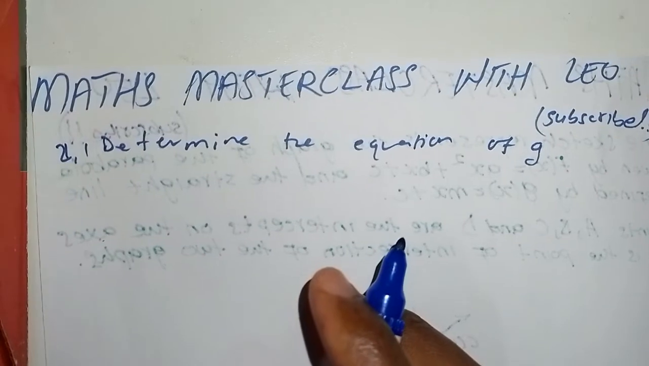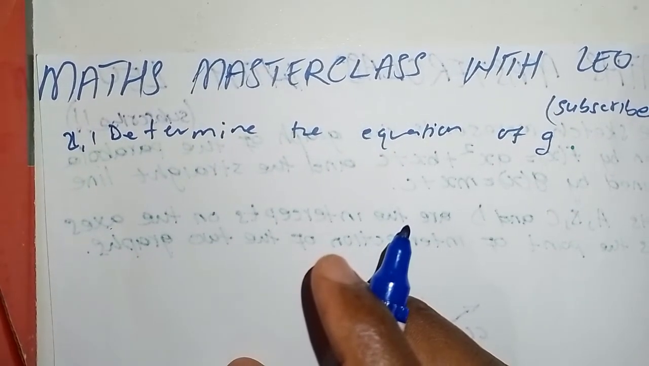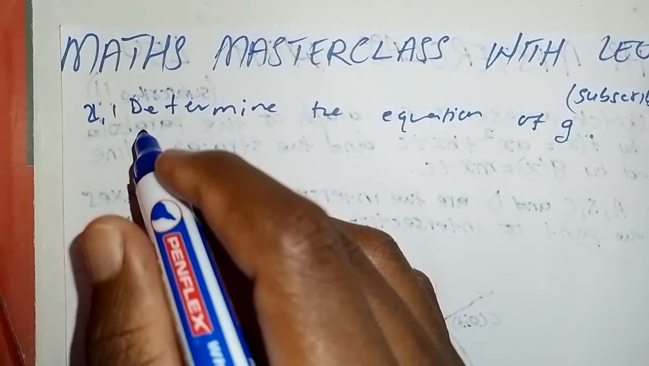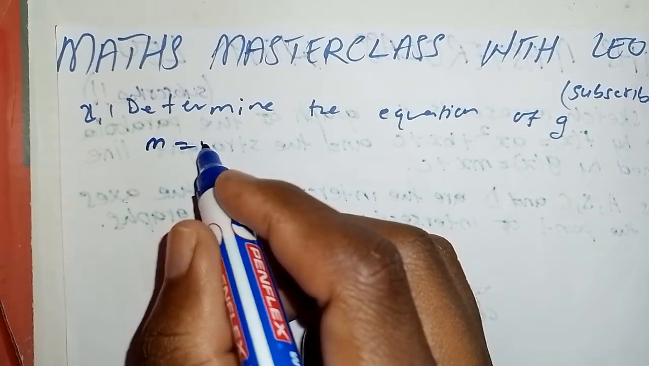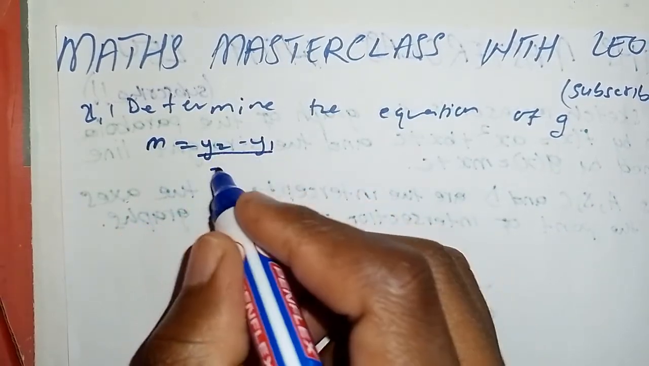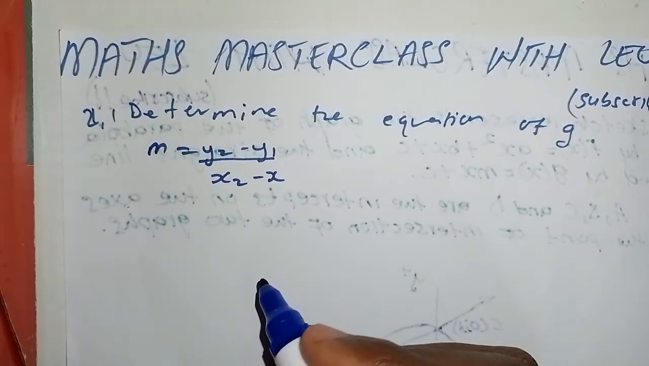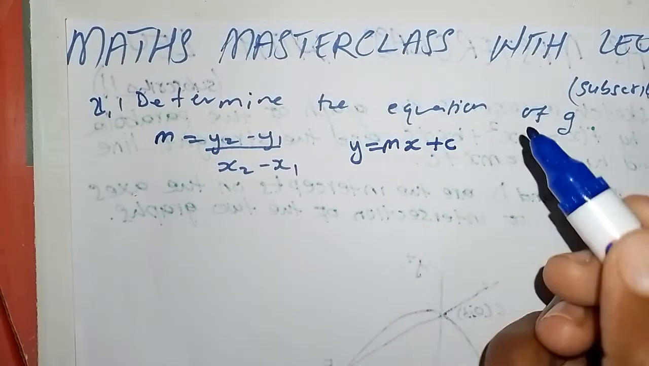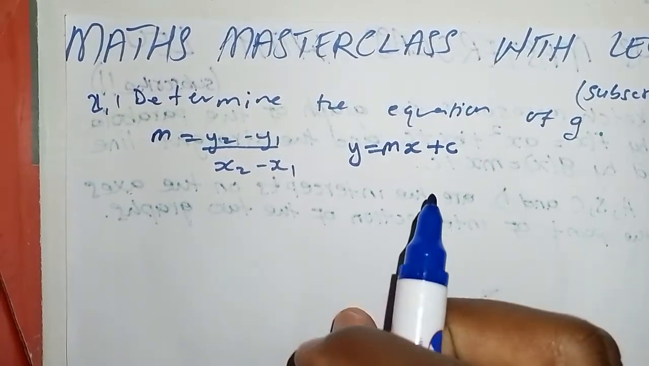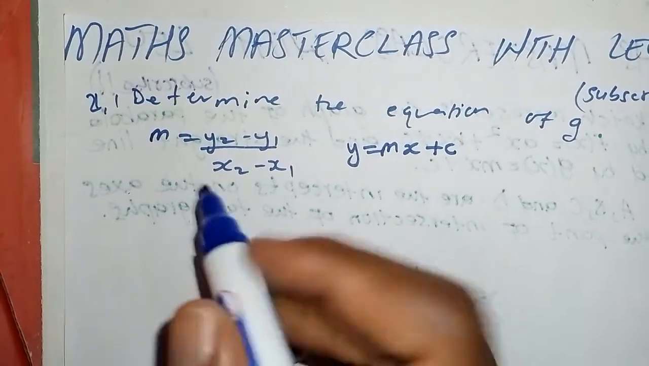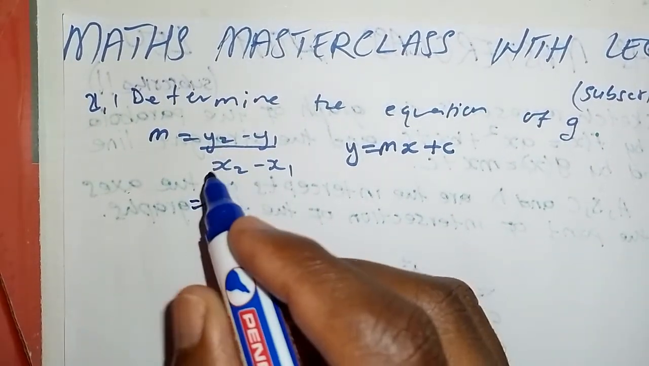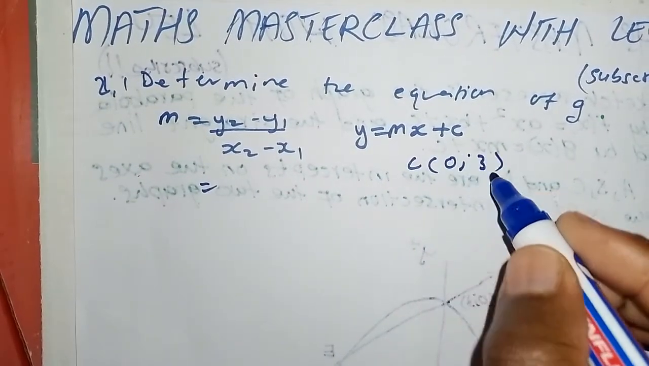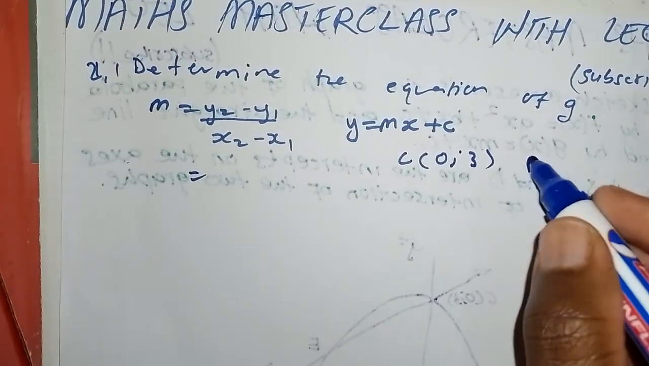Okay, our next question says determine the equation of G. Determine the equation of G. How can we determine the equation of G? We can use y2 minus y1 over x2 minus x1, right? So that we can use, because remember G is a straight line, right? G is a straight line. So now I need y2. Okay, I have coordinates C as 0:3, and I have coordinates D as 5:0.